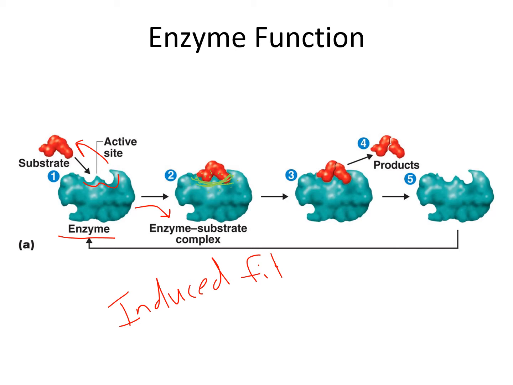Those hydrogen bonds will put stress on the covalent bonds in the substrate, causing them to break or reform, and that will create the products. And because the products are not the same shape as the substrate, they will be released. And then the enzyme, which is unaltered by the whole process, is ready to do the reaction again.